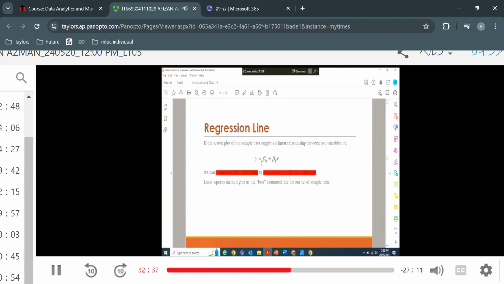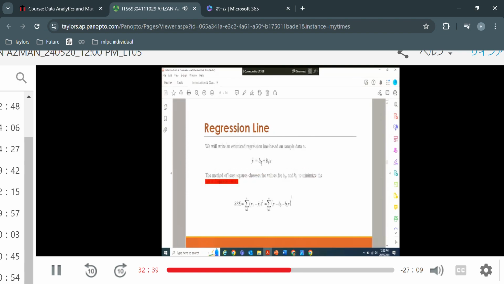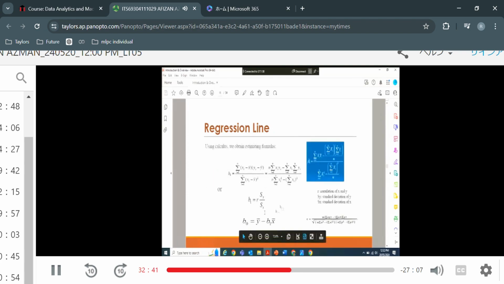Okay, and this is the equation that we got to know from the beginning. And the most important thing is this formula. Okay, this B1 formula and B0 formula.